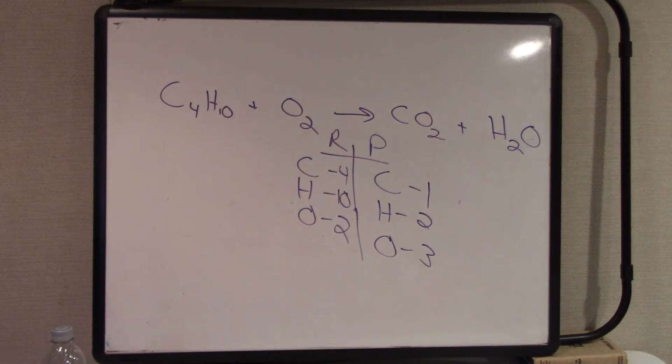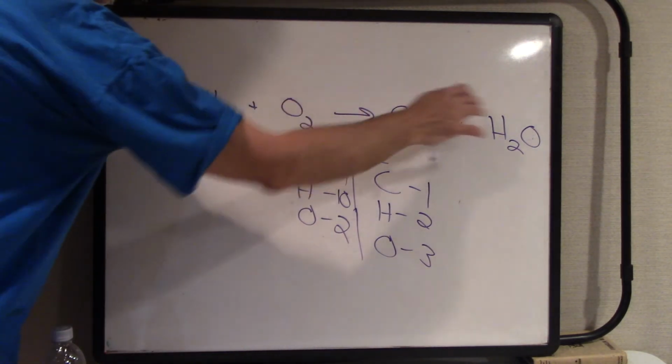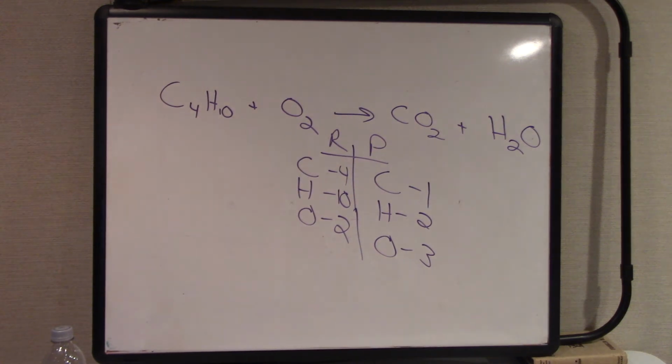Same logic as we used in the last problem. The element that appears in the most number of different locations, save that one till the end. In this case, it's going to be oxygen again. Doesn't matter whether we start with the carbon or the hydrogen. So just to show that it doesn't really matter where we start, this time let's start with the hydrogen.